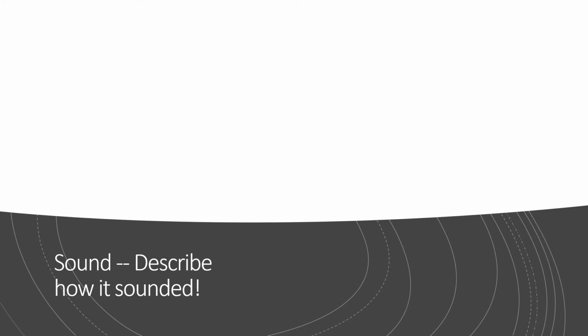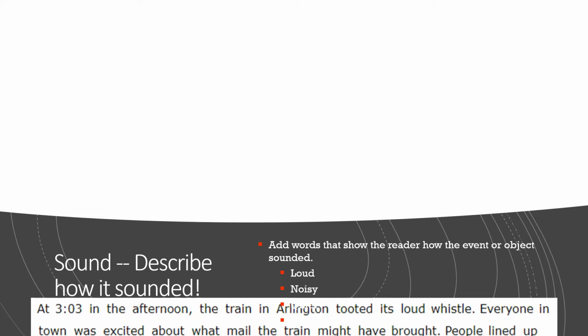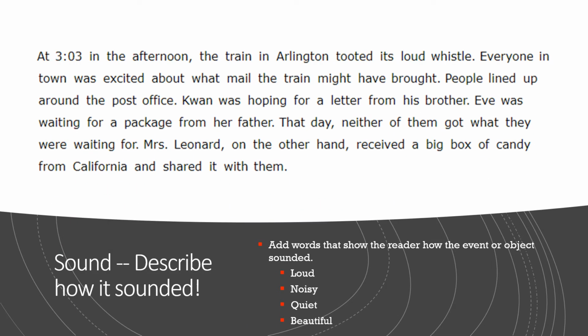The next sensory detail that we'll be talking about is sound. You should describe how something sounded. To do this, you're going to add words that show the reader how the event or object sounded. So something could be loud, noisy, quiet, or something beautiful. So let's go ahead and read another paragraph. In the paragraph, we're going to find where the author is trying to show us what something sounded like. So let's go ahead and read.